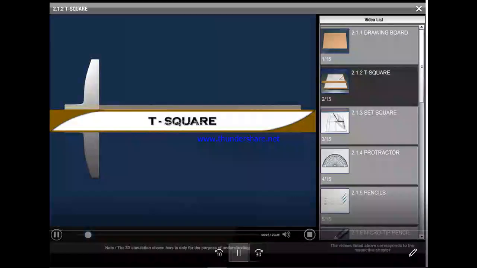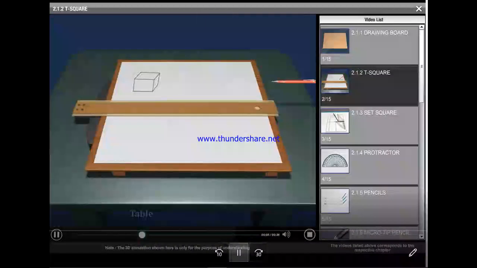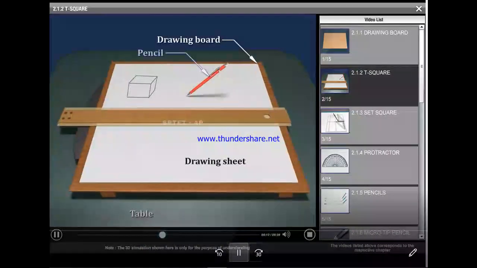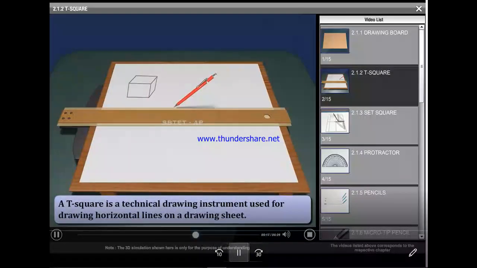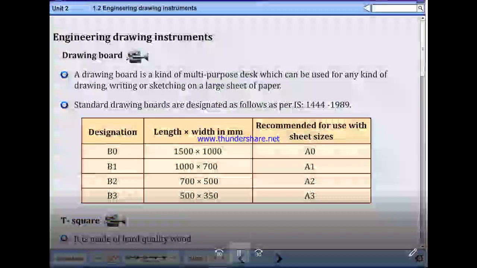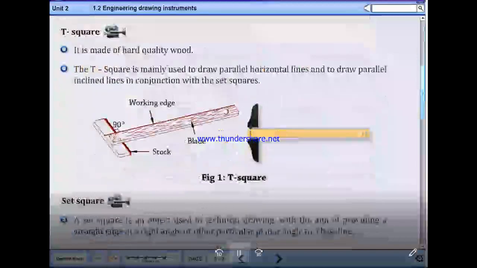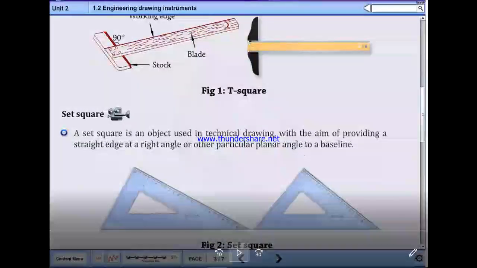In this video, we will see about a T-square and its use. It is used along with a table, a drawing board, drawing sheet, and pencil. A T-square is a technical drawing instrument used for drawing horizontal lines on a drawing sheet. Now let us observe as the previous one.